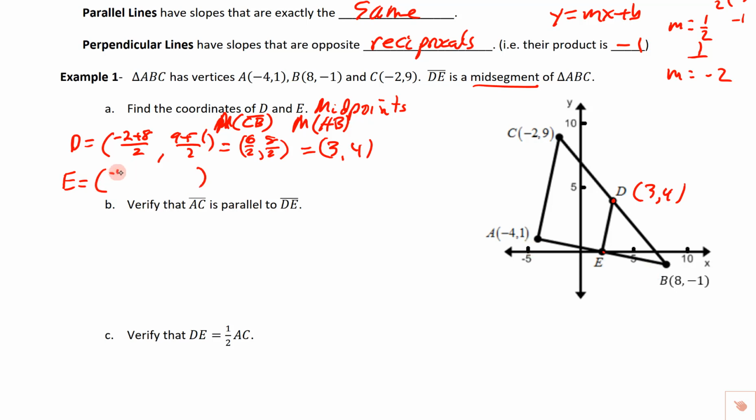E is going to be the midpoint between A and B. So that's going to be -4 plus 8 divided by 2, and 1 minus 1 divided by 2. So that's 4 over 2 and 0 over 2. So I got 2 comma 0? All right, perfect. So that's 2 comma 0.